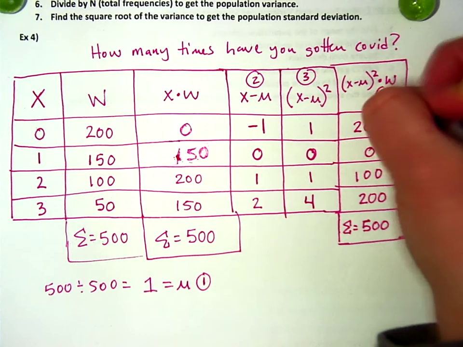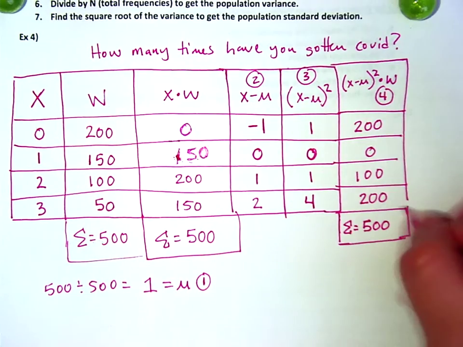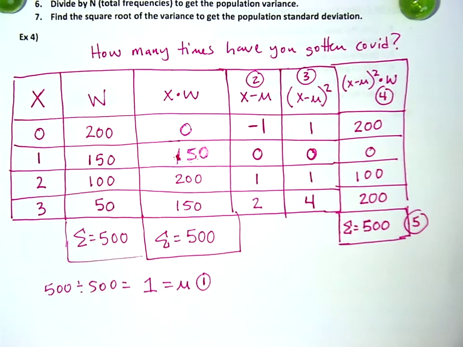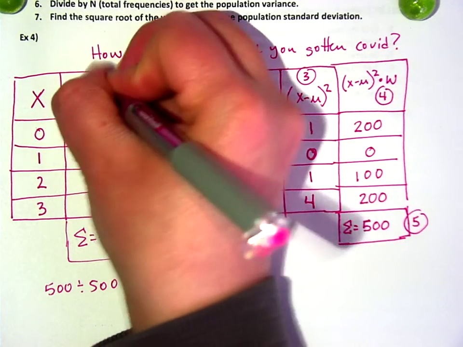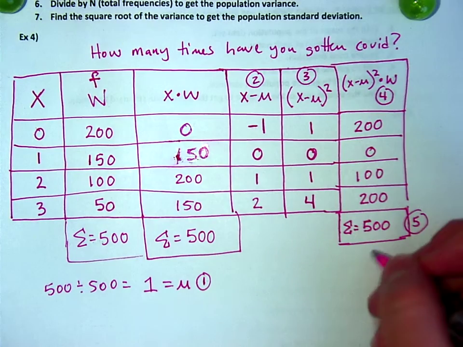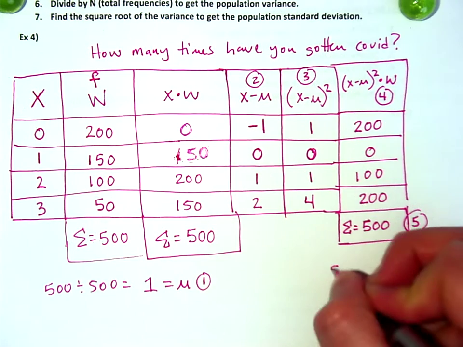This is step 4. Add to get the sum of the squares. That was step 5. Divide by n, our total frequency, to get the population variance. Maybe we should write an F up here too. Frequency, weight, same thing. And so then 500 divided by 500 again.